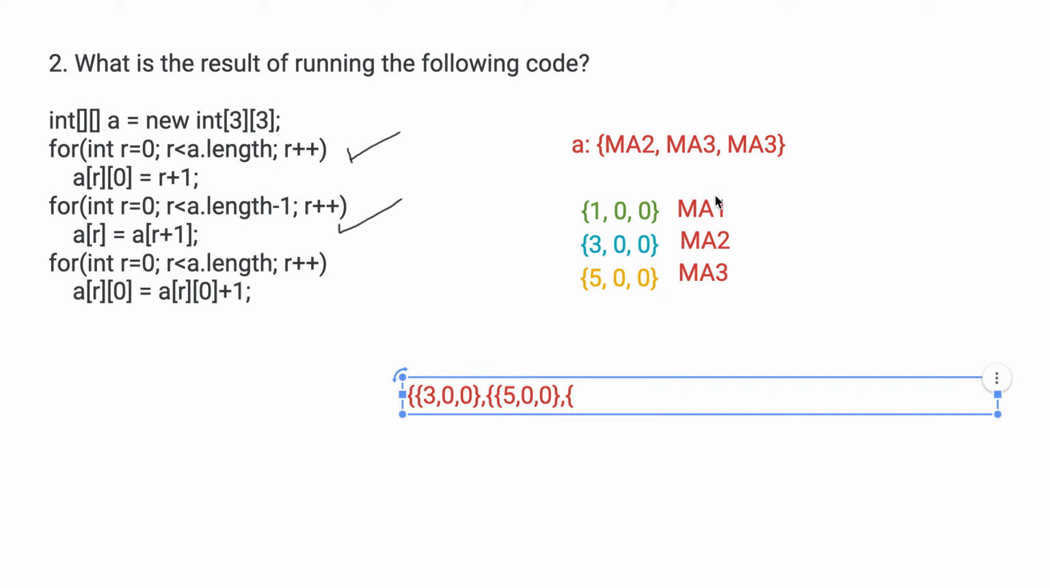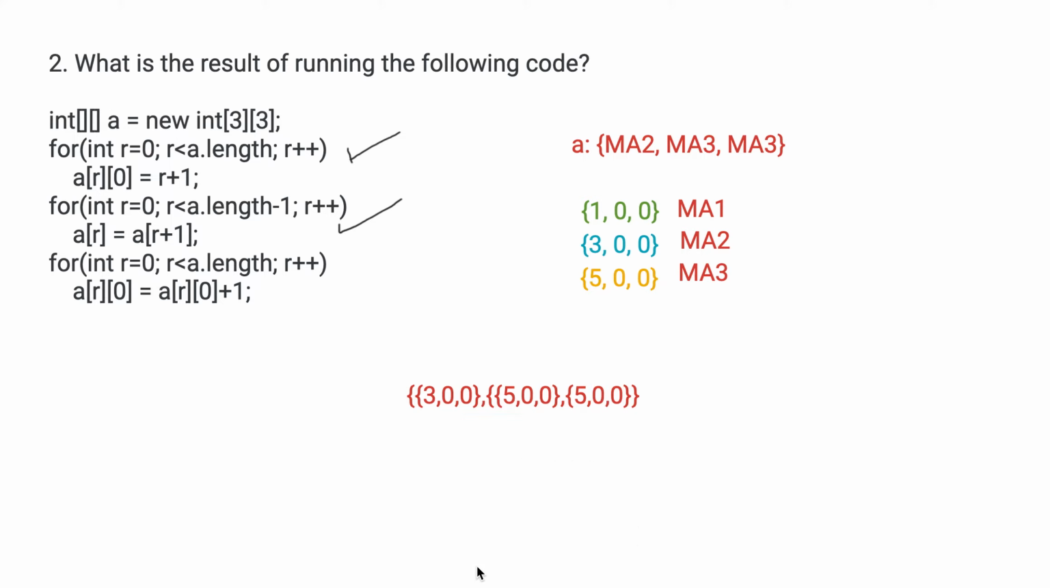And then finally, we have this last one, memory address 3 again, which is again 5, 0, 0. So that is how you solve this problem, and that is the final answer: 3, 0, 0, 5, 0, 0, 5, 0, 0.